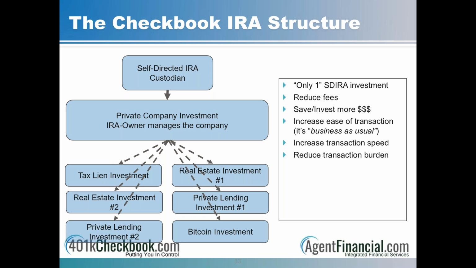Once the company is funded, that company will operate just like any other company. Its officers, its managers, and decision makers will deploy the company's capital in the way that they deem to be prudent and in the best interests of the company. And while we usually think of private companies being operating businesses, private companies can buy real estate. And that is exactly the structure that we implement. We set up a private company. We have the self-directed IRA custodian invest in that company.